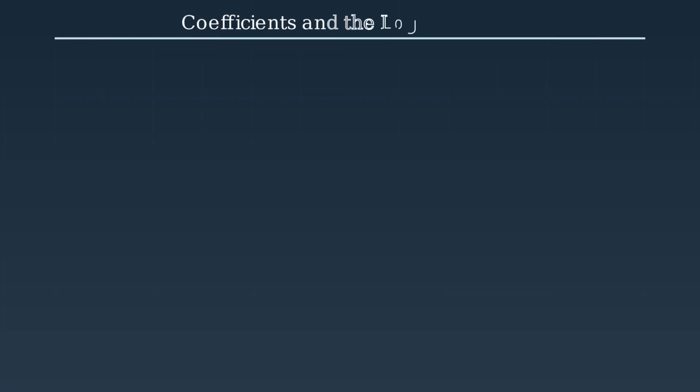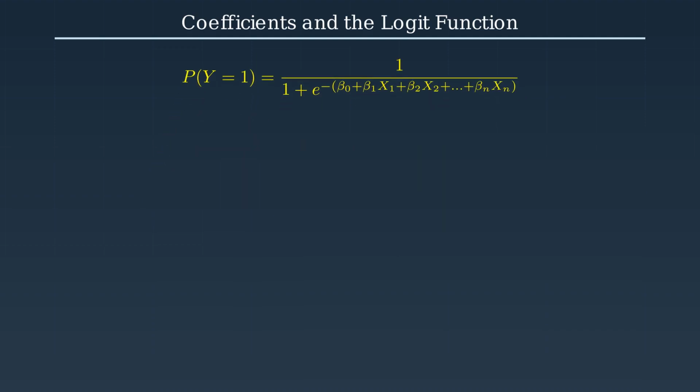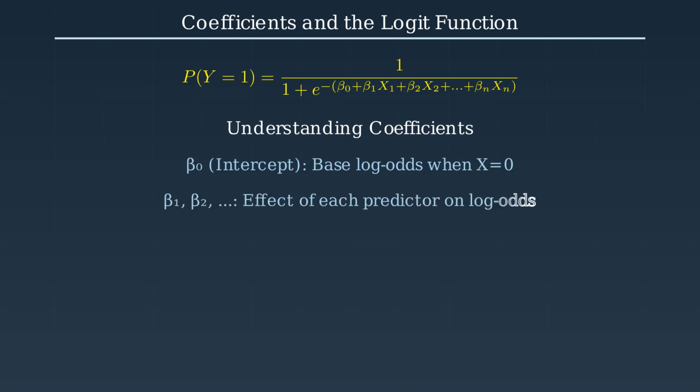In logistic regression, the coefficients determine how predictors influence the probability of the outcome. The logistic regression equation uses coefficients beta 0, beta 1, and so on with a sigmoid function to calculate probabilities. Each coefficient has a specific role. Beta 0 is the intercept, representing the log odds when all predictors are 0. The other coefficients represent the effect of each predictor variable on the log odds of the outcome.